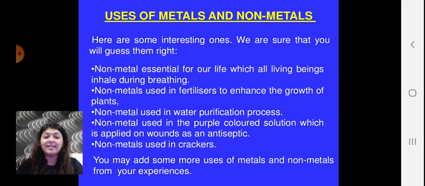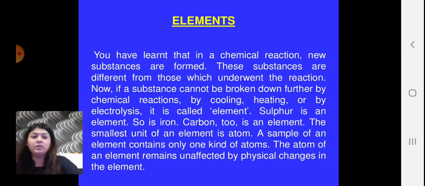Non-metals used in crackers? Yes, they are sulfur and phosphorus, because they have the explosion property. You may add more and more uses of metals and non-metals from your experiences, because for bridges you need aluminium and iron. For utensils you need nickel, chromium, iron and copper. So n number of examples could be given when you talk about metals and non-metals and their uses.